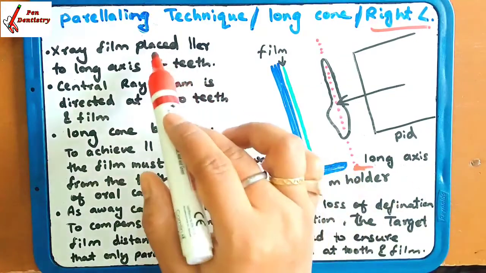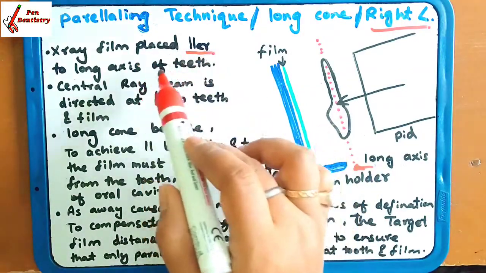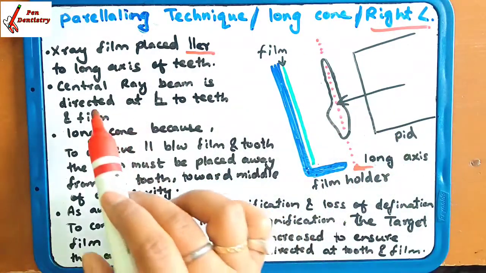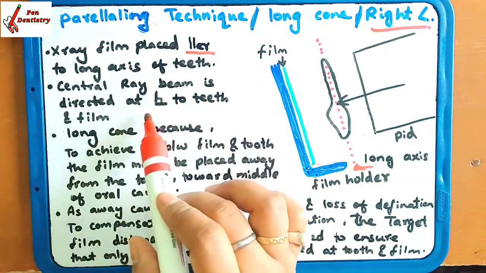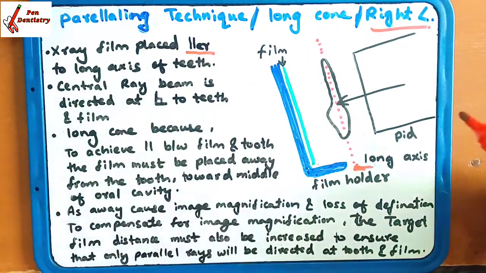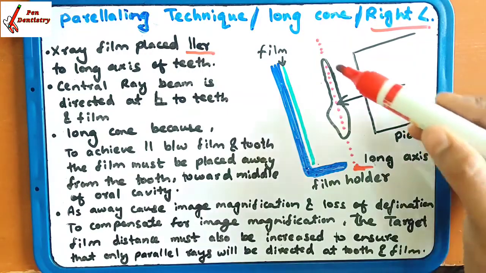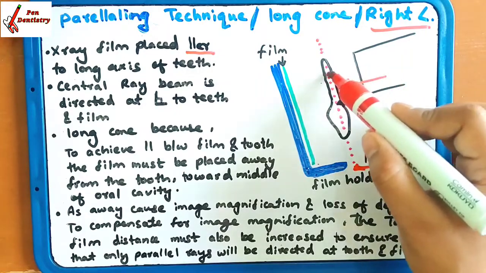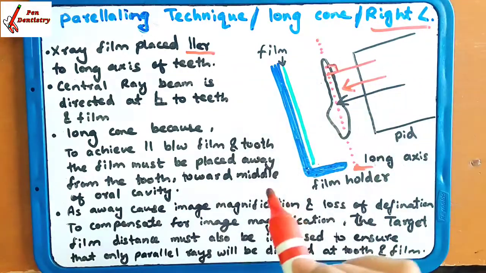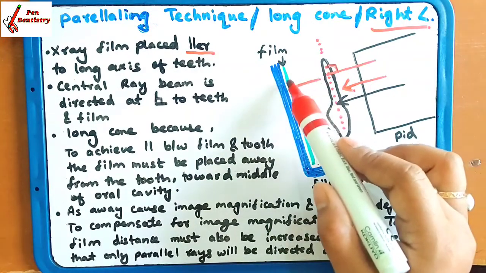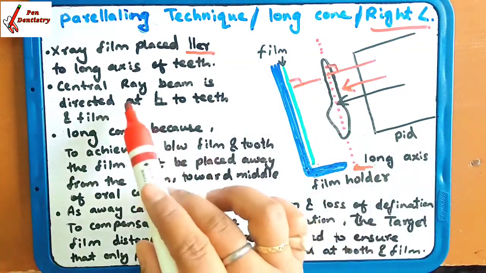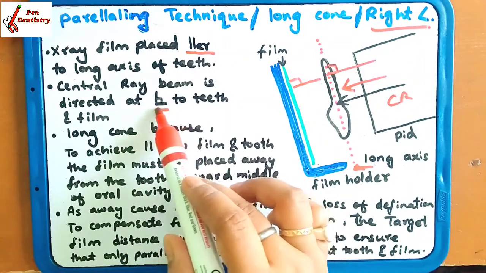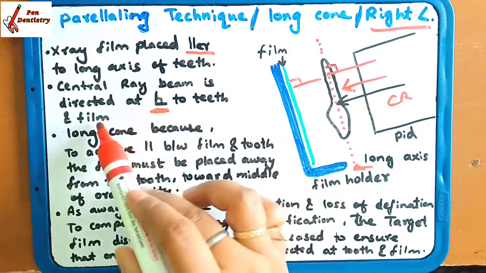The X-ray film is placed parallel to the long axis of the tooth. As I told you, the film is placed parallel. The central ray beam is directed at right angles to the tooth. If the beam is coming like this, it is making a right angle to the tooth as well as the film. So the central ray is directed perpendicular to the tooth and the film.